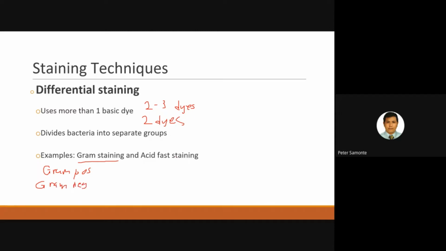And you also have your acid fast staining, which is used to differentiate acid fast bacilli from non-acid fast bacilli. So later I will discuss this. So again, your differential staining would use 2 to 3 dyes, but in our practice, we would be using only 2 dyes. It would divide bacteria into separate groups or to differentiate them. Examples would be your gram staining and acid fast staining. In gram staining, you would differentiate bacteria into either gram positive or gram negative. Well, for your acid fast staining, you would differentiate the acid fast bacilli from the non-acid fast bacilli.